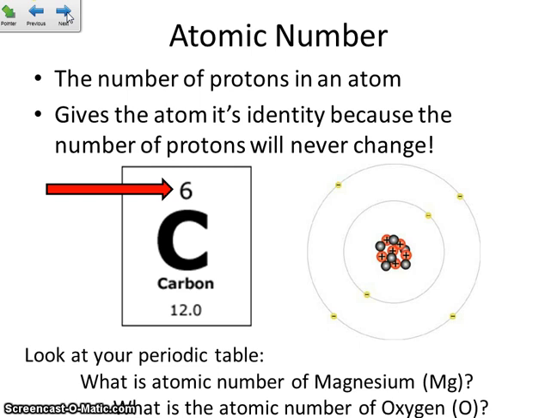Hopefully for magnesium you found that the atomic number of magnesium is 12. So that means there are 12 protons in the middle for magnesium. Oxygen has an atomic number of 8. So only 8 protons in the nucleus for oxygen.